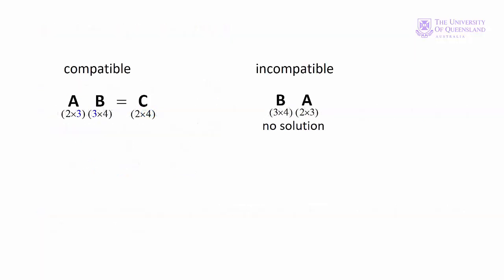Here's an example. If we have A as a 2 by 3 and B as a 3 by 4, the columns of the first are equal to the rows in the second, and C, the product, is a 2 by 4. If we try to multiply A and B in the reverse order, B times A, we see that they're not compatible. There's no solution.